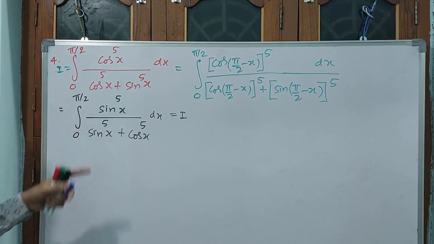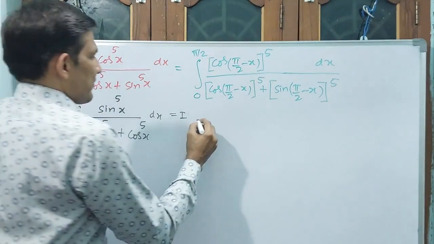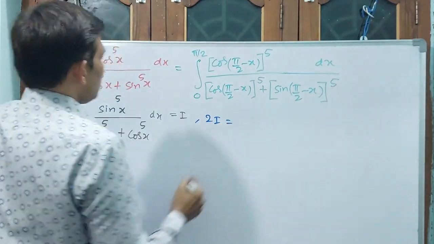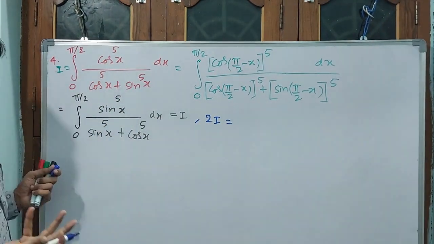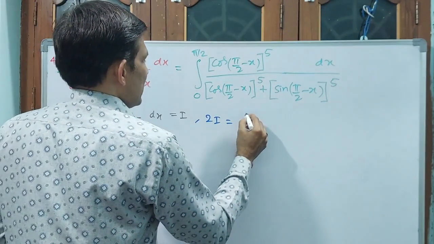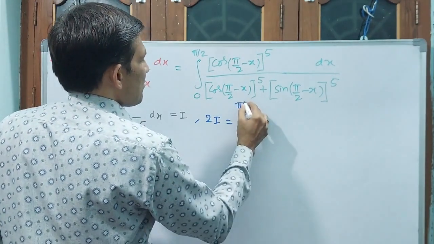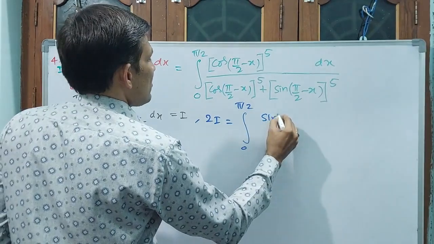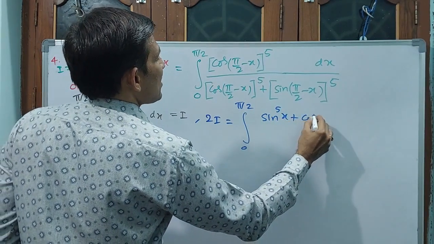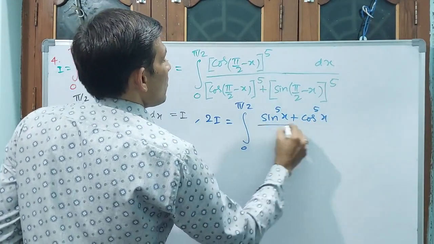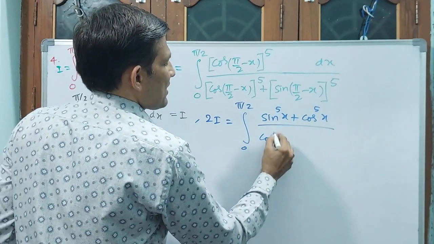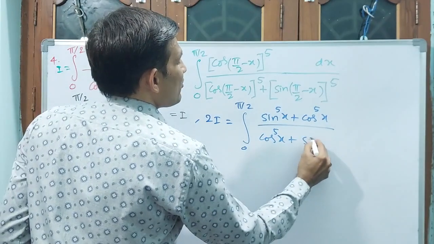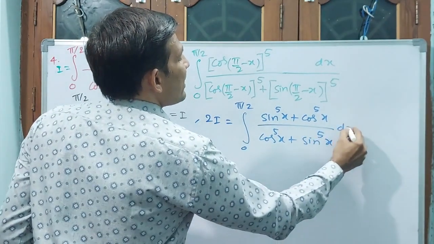Both are there, that means I am going to take 2I. 2I is equal to, I am adding because the LCM is same for both. Sin power x, cos power x are going to become addition. See, integral 0 to pi by 2, sine to the power of 5x plus cos to the power of 5x, whole divided by, again the denominator also same, cos to the power of 5x plus sine to the power of 5x dx.